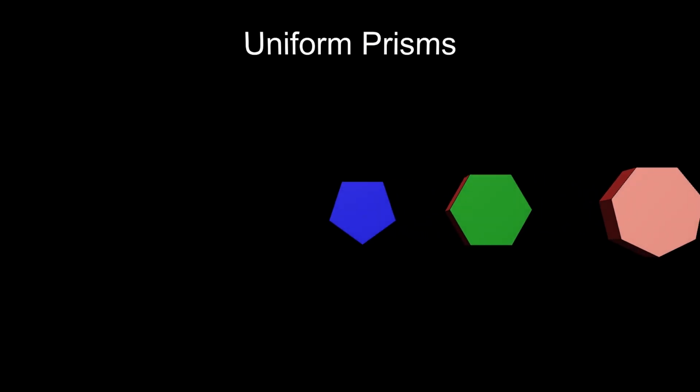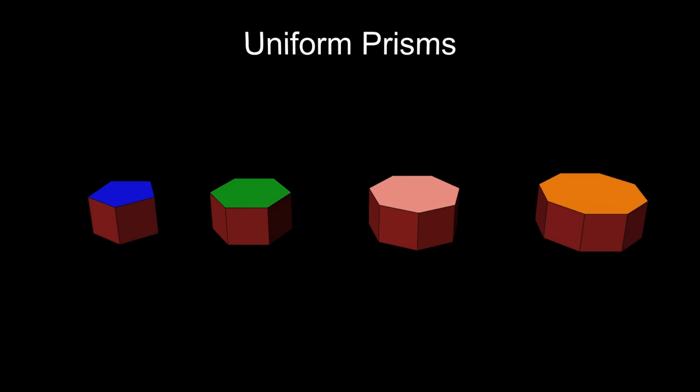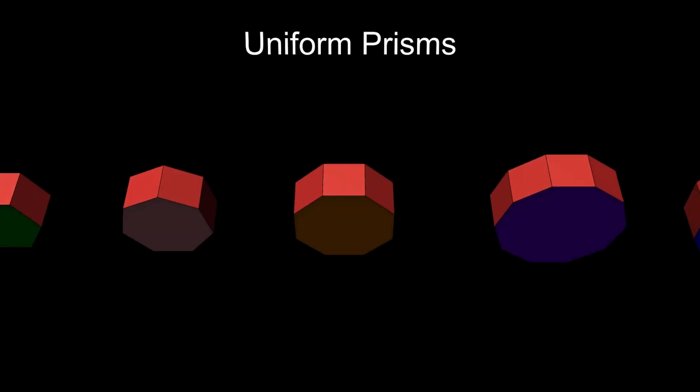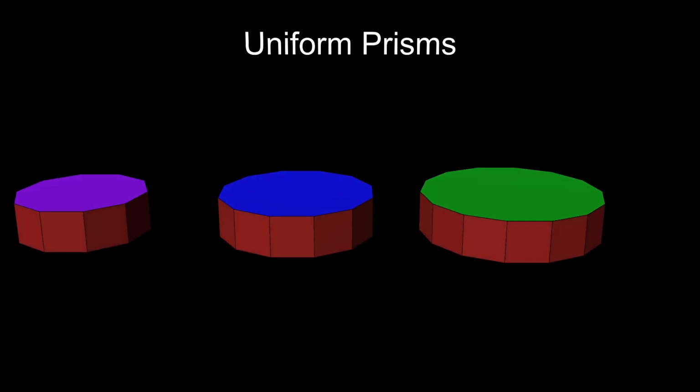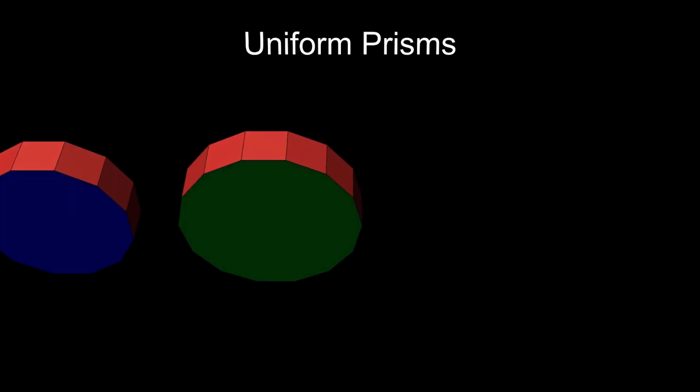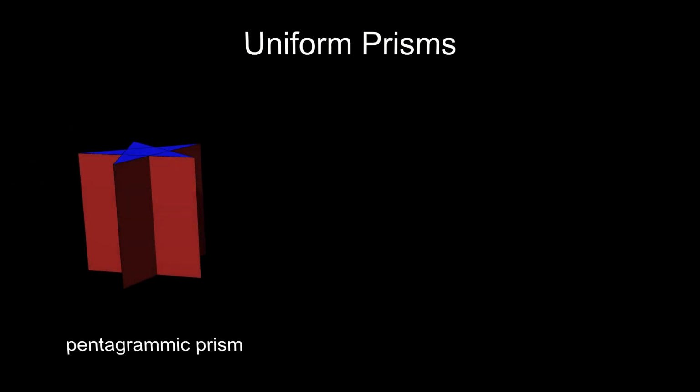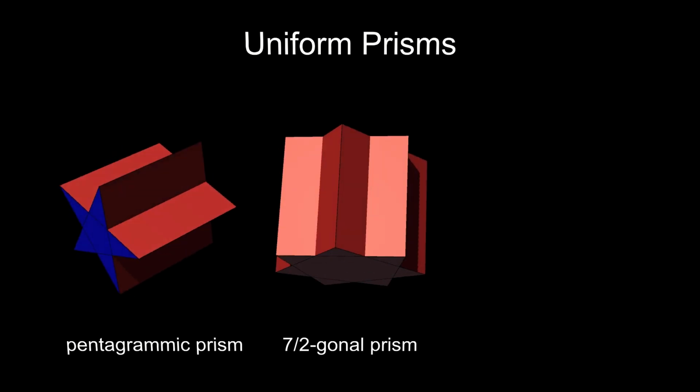A prism is two identical faces separated by a band of squares. The convex prisms are simple objects with a flat appearance, but non-convex prisms allow a greater variety of shapes. Among the simplest are the pentagrammic prism, the 7/2 gonal prism, and the octagrammic prism.